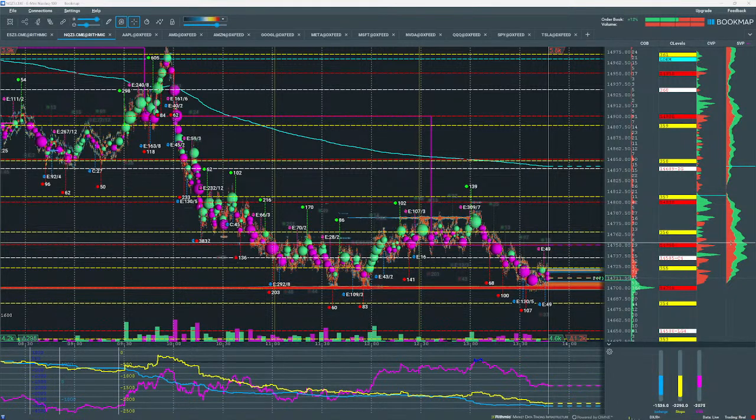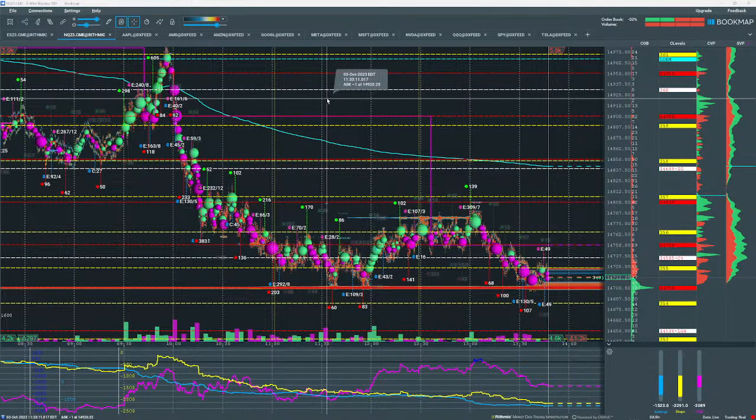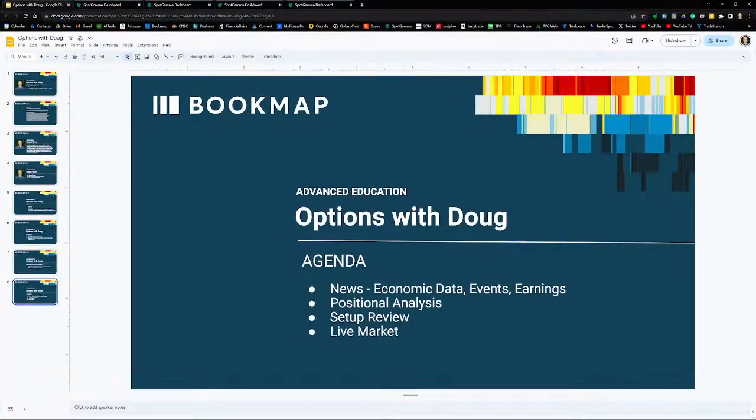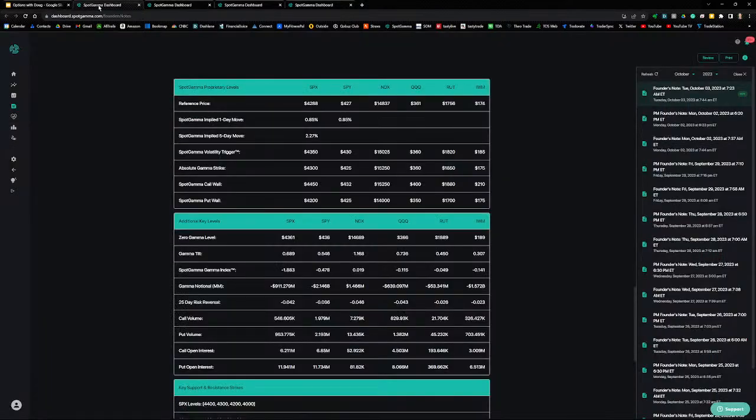All right, shifts in levels. There were no shifts in levels for NDX or QQQ today. All right, let's take a look at gamma notional now to see how market makers were positioned on the gamma curve at the beginning of the day.